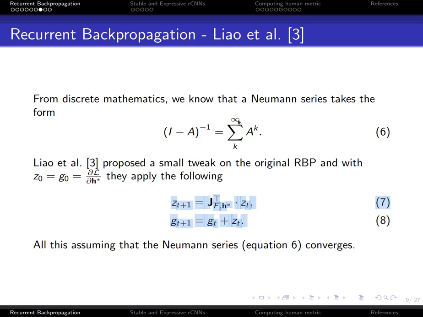You can think of this as an estimation of the true gradient, because they don't take infinite components of this series, of course. They only go to k steps, and they say that you don't need to perform a lot of steps for it to converge.